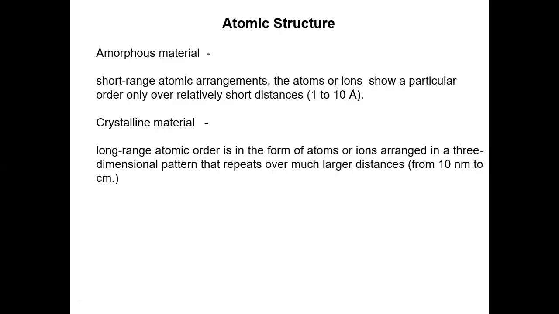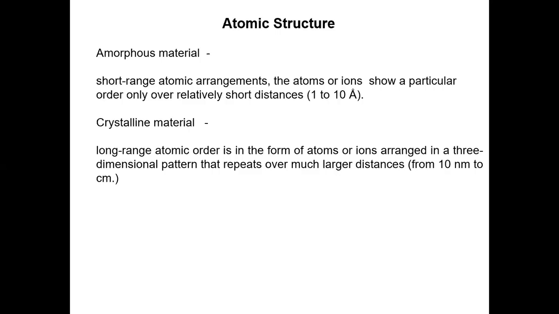In a crystalline material, long range atomic order is there. That means atoms are arranged not in short distances. 1 to 10 nanometer, Angstrom, is for amorphous. 10 to centimeter scale is for crystalline material. This nanometer is again a unit that we use to measure distances. I hope you know, right? 1 nanometer is equal to 10 to the power minus 9 meters.